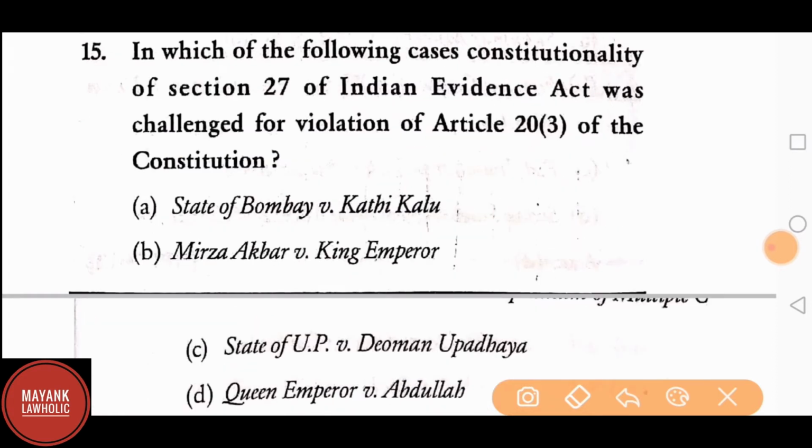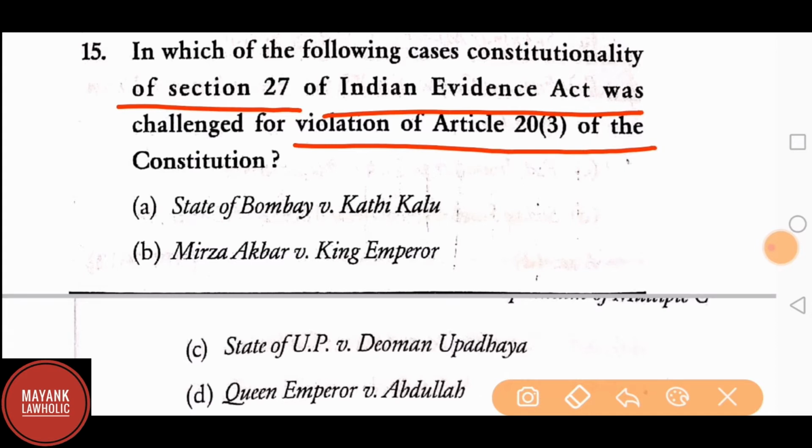Question number 15. In which of the following cases was the constitutionality of Section 27 of the Indian Evidence Act challenged for violation of Article 20 Clause 3 of the Constitution? A. State of Bombay versus Kathi Kalu. B. Mirza Akbar versus King Emperor. C. State of UP versus Deoman Upadhyay. And D. Queen Emperor versus Abdullah. The answer is State of Bombay versus Kathi Kalu.